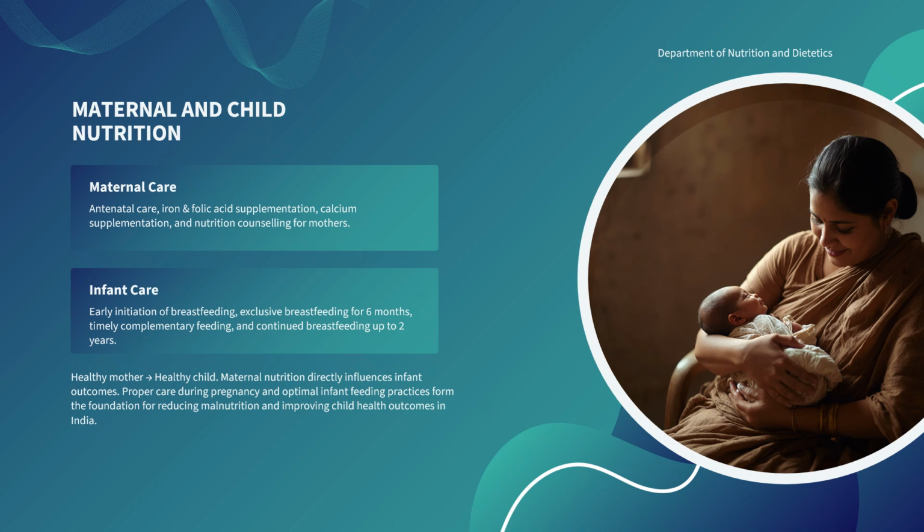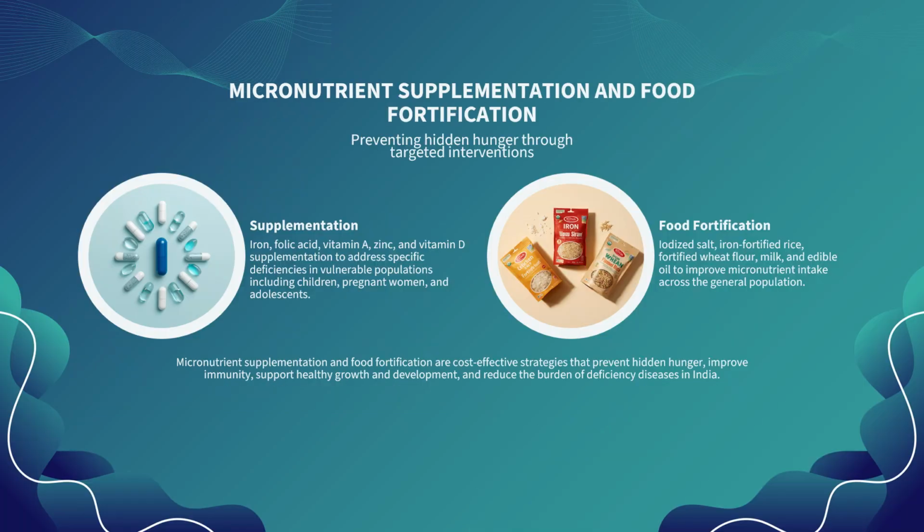A healthy mother means a healthy child. Maternal nutrition deficiency directly influences infant outcomes. So, proper care during pregnancy and optimal infant feeding practices form the foundation for reducing malnutrition and improving child health outcomes in India. Next, we can discuss micronutrient supplementation and food fortification.